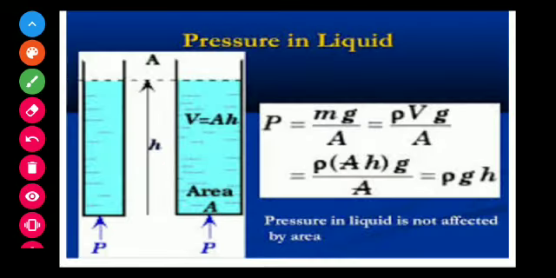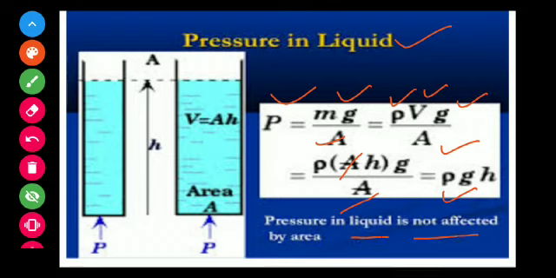Now what is next? This is the pressure in liquid. Pressure in liquid is equal to the weight of liquid divided by area, and the mass is equal to volume into density, into g. There is a cancellation of A, so the pressure is rho g h. Rho is the density of the liquid. Pressure in liquid is not affected by area.